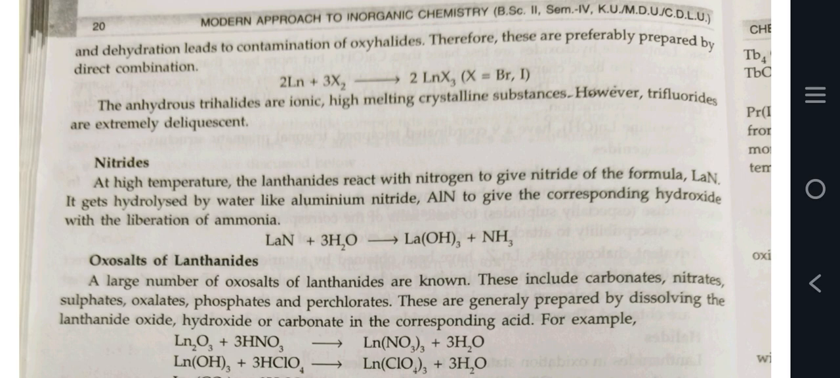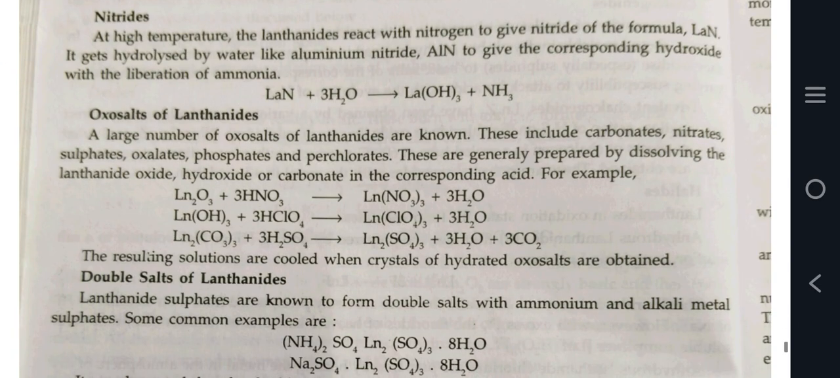Nitrides: at high temperature, the lanthanides react with nitrogen to give nitrides of the formula LnN. It gets hydrolyzed by water like aluminium nitride, AlN, to give the corresponding hydroxide with the liberation of ammonia.